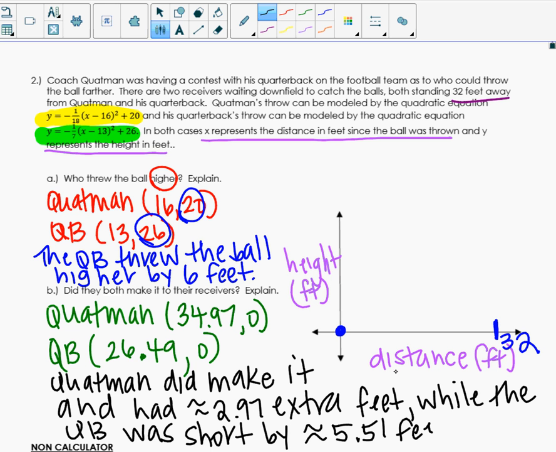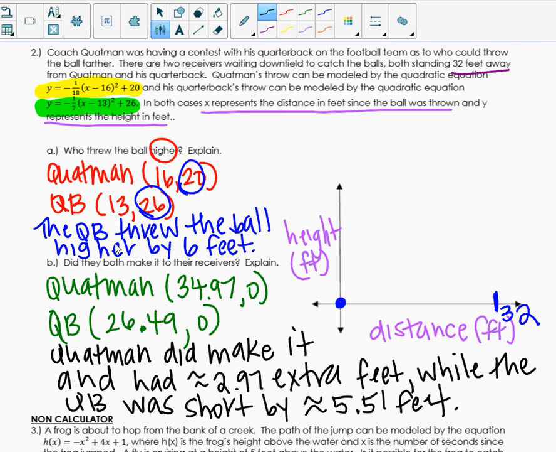Okay, so that's a very thorough answer, and you can be sure that you would answer the explain part of it. Okay, notice I didn't graph this at all. I wasn't asked to. I don't need to. It's just there if you need it.